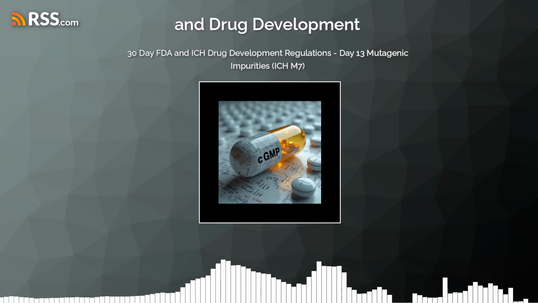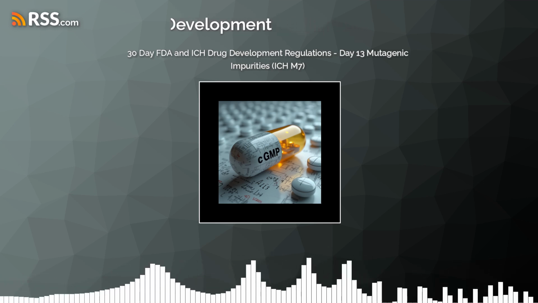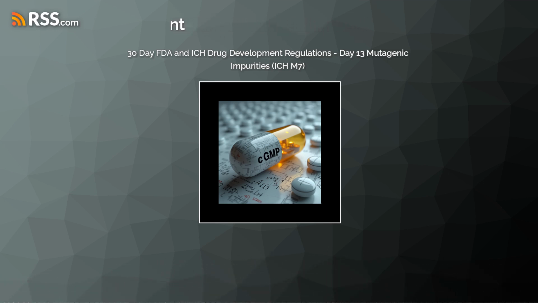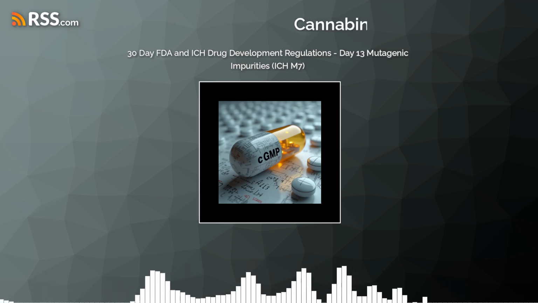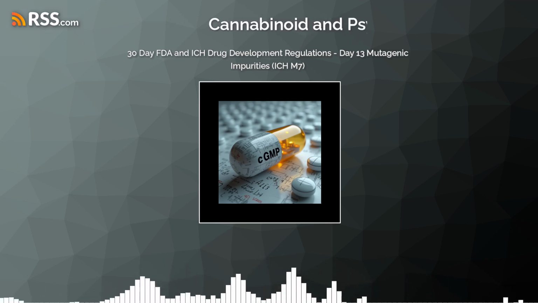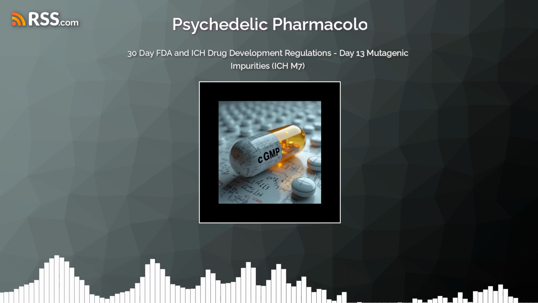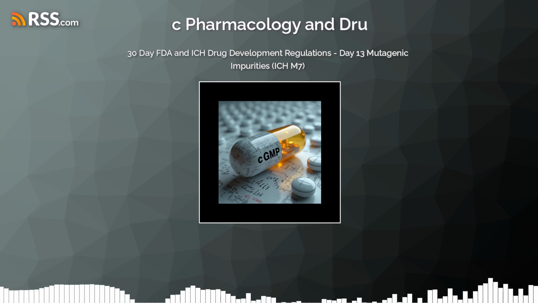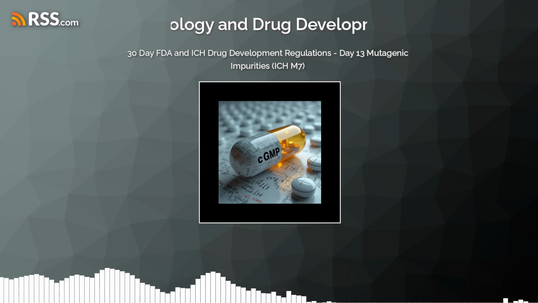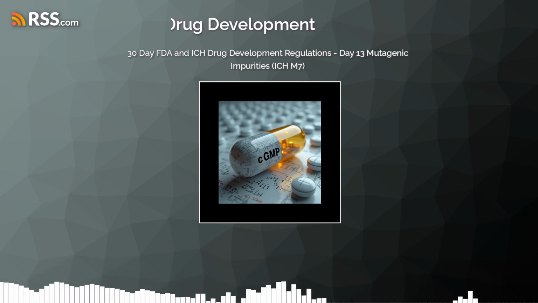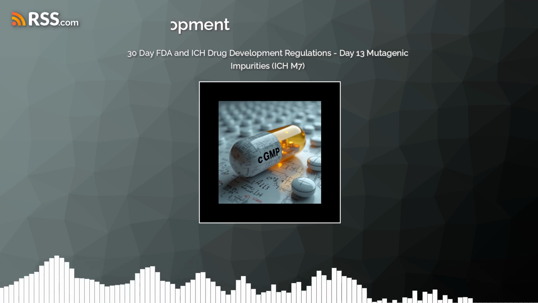For sure. ICH-M7 is all about identifying and controlling, well, you could think of them as these sneaky little molecules that could potentially mess with DNA and cause all sorts of problems down the line. Okay, so we're talking about DNA reactive impurities, right? Right. But how do scientists even know which impurities are the troublemakers? And how much is too much?